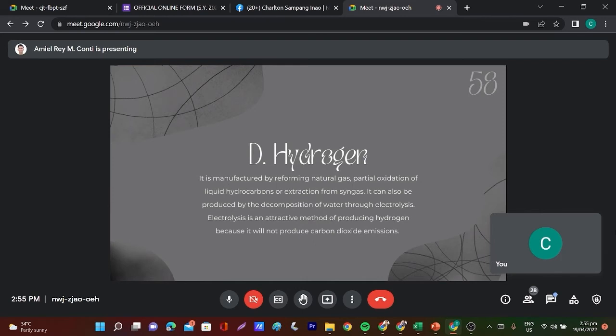Next is yung hydrogen. Nakukuha siya by reforming yung natural gas, also partial oxidation ng liquid hydrocarbons, or pag-extract sa mga syngas. It can also be produced by decomposition of water through electrolysis. And electrolysis is an attractive method of producing hydrogen because it will not produce carbon dioxide emissions. Next.